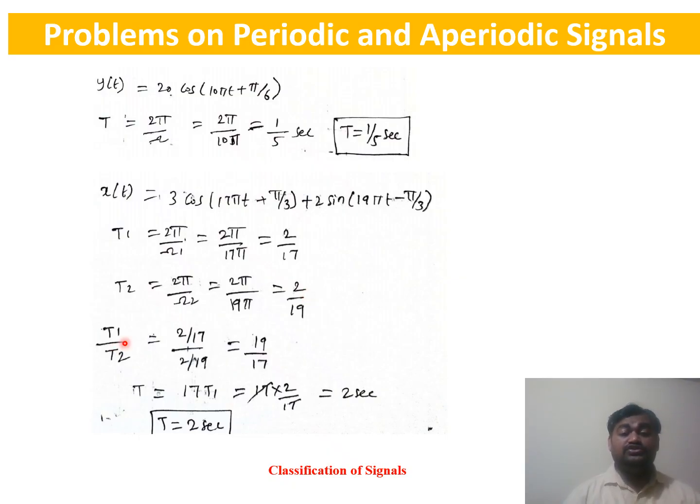Next, we have to find the ratio of T1 by T2. T1 is 2 by 17, T2 is 2 by 19. After simplification, we will be getting 19 by 17. Here, there is no multiple of pi in either the numerator or denominator, so the signal is periodic. Since the signal is periodic, we have to find the fundamental time period. As I already told, either you multiply 17 into T1 or 19 into T2. I am using T equal to 17 T1. Substitute the T1 value 2 by 17, cancel 17, 17, we will be getting 2 seconds. So the fundamental time period is T equal to 2 seconds.